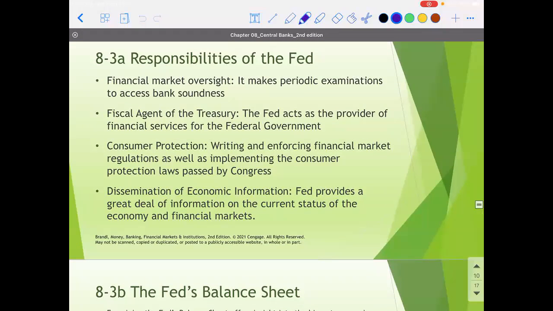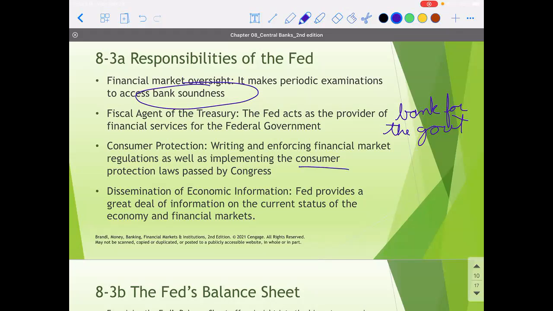Now, the Federal Reserve also does some other things as well. It does look at bank soundness, meaning does it have enough deposits to meet the needs of the customers? It is the bank for the government. So it does its job.